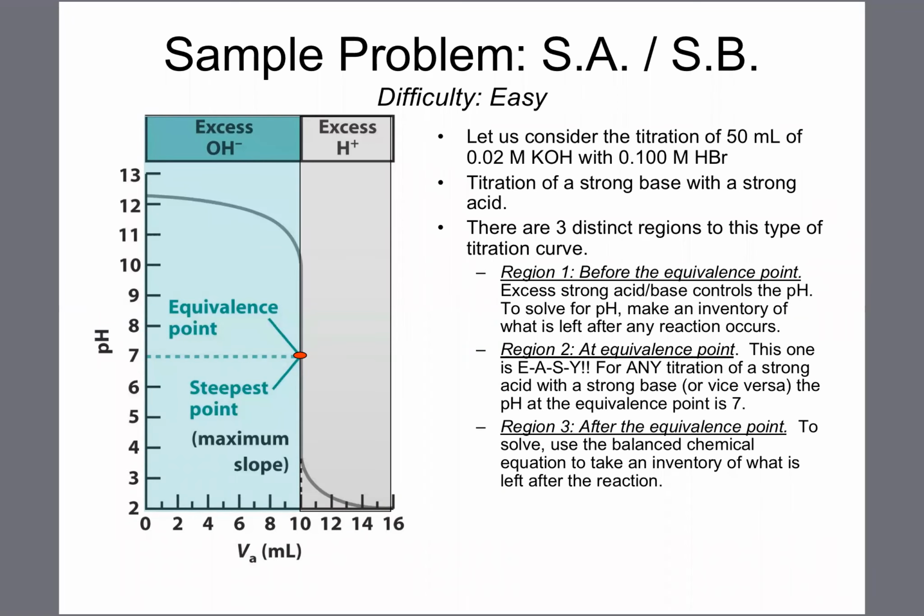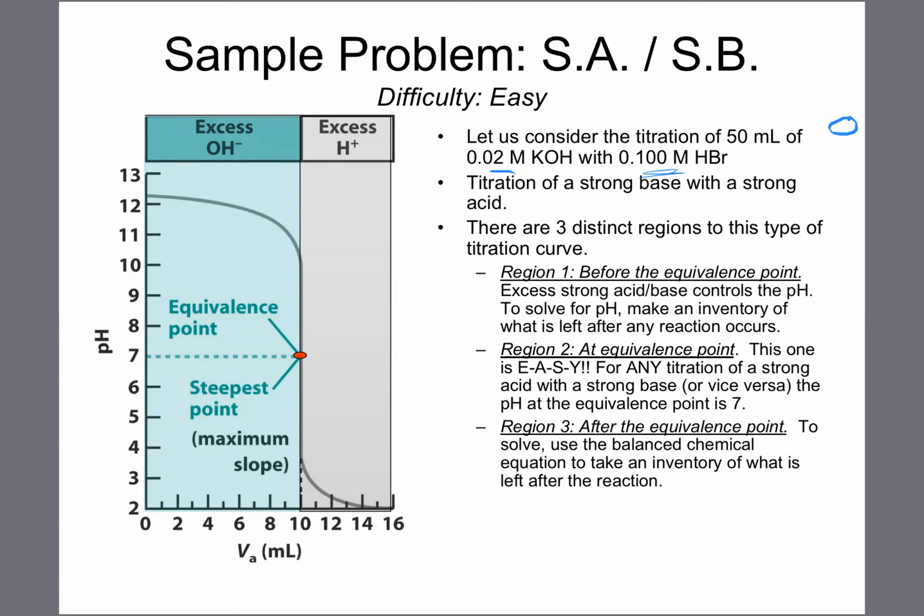This is when we're going to titrate SA and SB, which is strong acid with a strong base. Both components dissociate completely. To give us an example problem, let's consider the titration of 50 milliliters of 0.02 molar KOH, gosh, tongue tied today, with 0.1 molar HBr, okay?